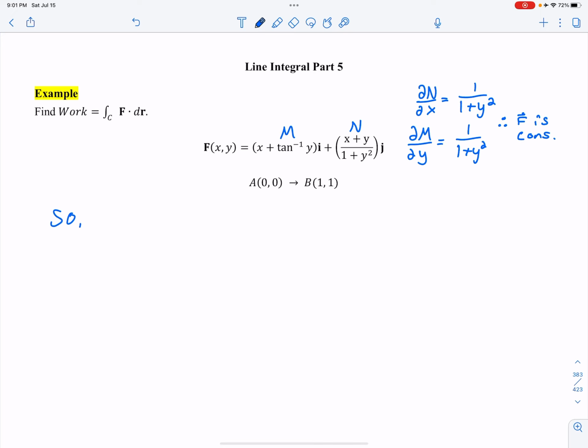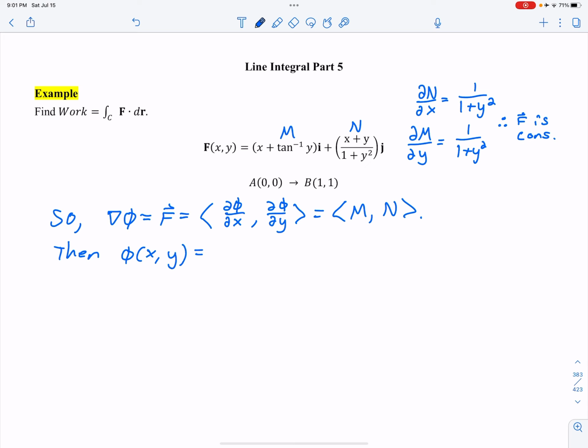All right, that allows me to use the method. So I'm looking for this phi that's going to give me f when I take its gradient. So I can rewrite my vector field as the partial of phi, I lied, it's not m, it's phi, partial of phi with respect to x, and then partial of phi with respect to y. And that's equal to our m, n. So we can work backwards. Then phi of xy is just the integral of the partial of phi with respect to x dx. That's how we got there. So that's the integral of m dx.